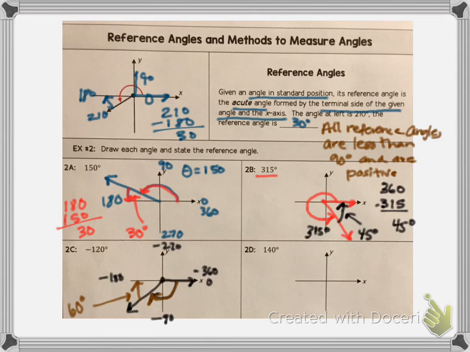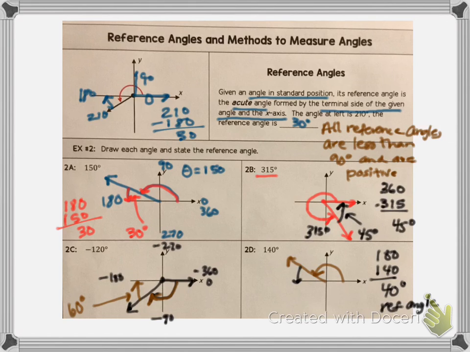All right, let's look at the last one. We have 140 degrees. That's a positive angle, so we're going counterclockwise. So this is going to be somewhere in the second quadrant. So this is 140 degrees. Again, the reference angle is the angle that is made between the terminal side and that x-axis. So if this is 140, then if I go 40 more, I'd be at the 180 mark. So the difference between 180 and 140 is 40. So 40 degrees would be the reference angle.